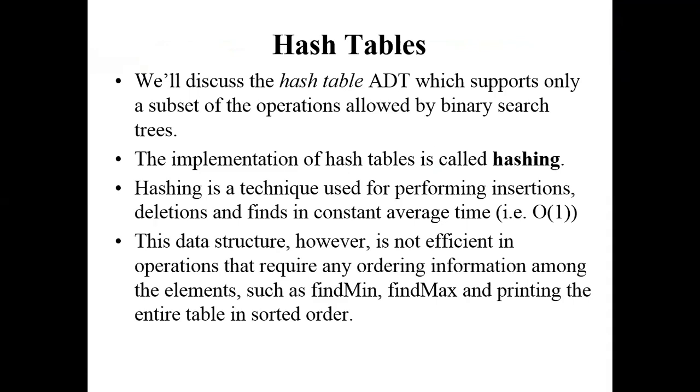First, we are going to see what is meant by hash table. The hash table ADT will support a subset of operations allowed for binary search trees. The implementation of hash table is called hashing, and we will be achieving hashing using a hash function. So we are learning three terms: hash table, hash function, and hashing. Hashing is a technique used for performing insertion, deletion, and find in constant average time.